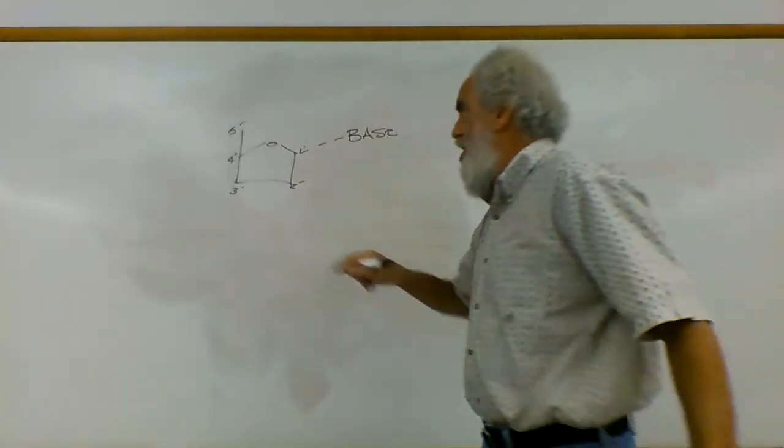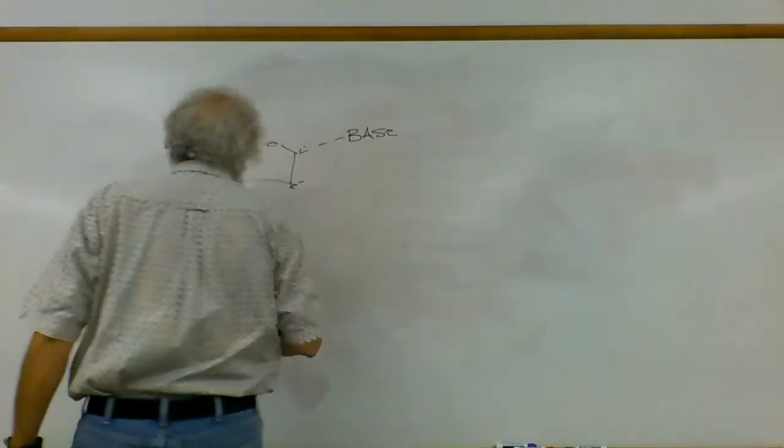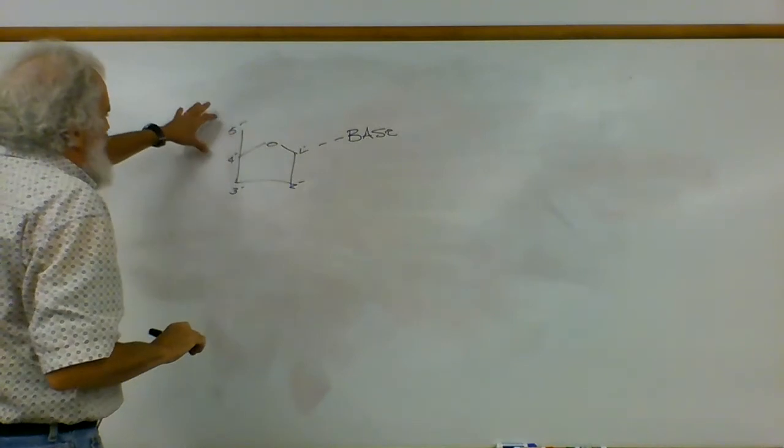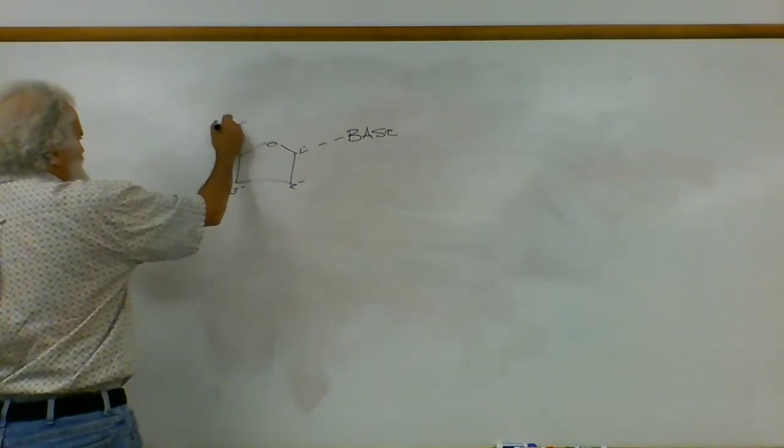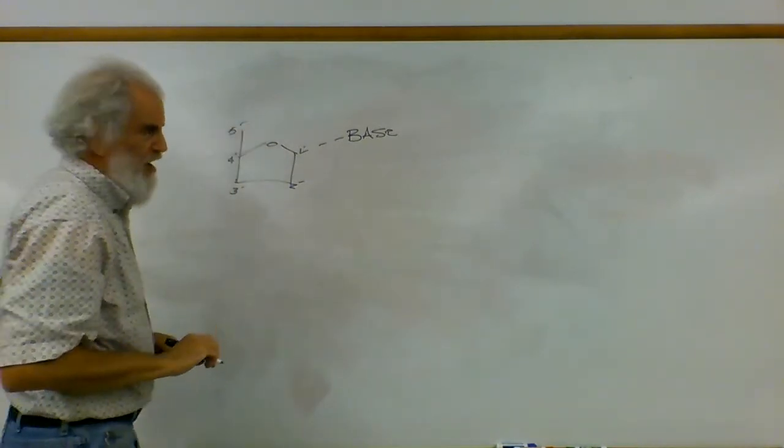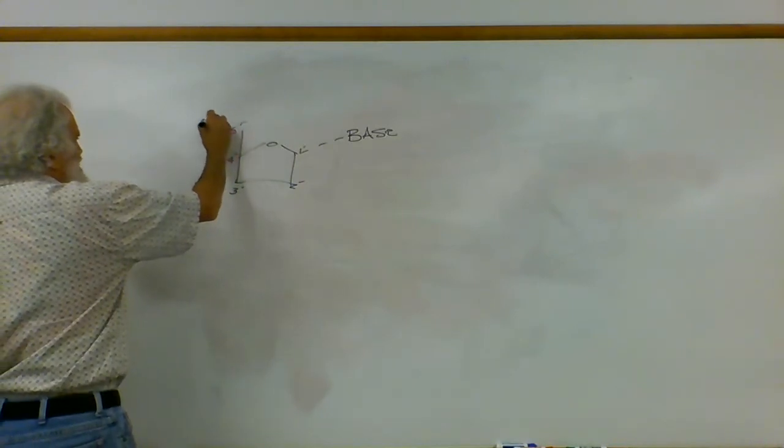Now, on carbon 5 prime here, we have a phosphate. And remember, negative charge on that phosphate. We have a phosphate coming out.